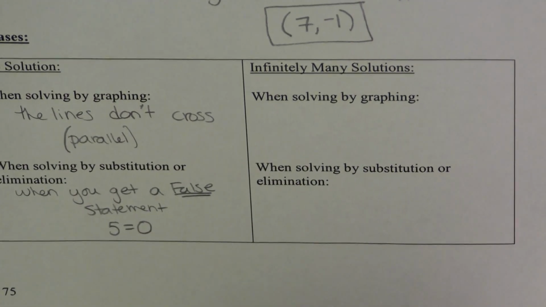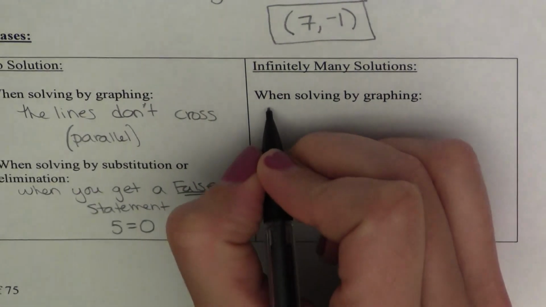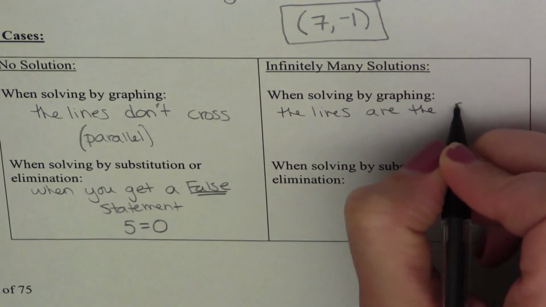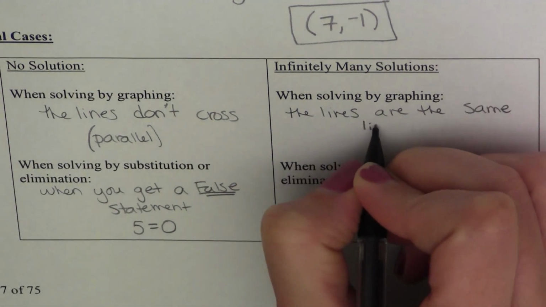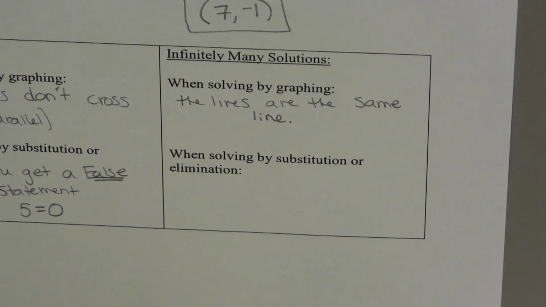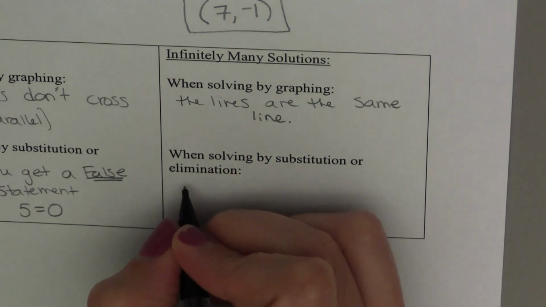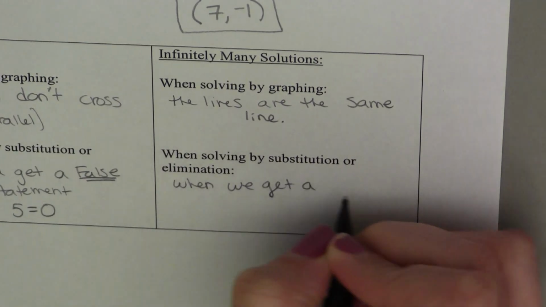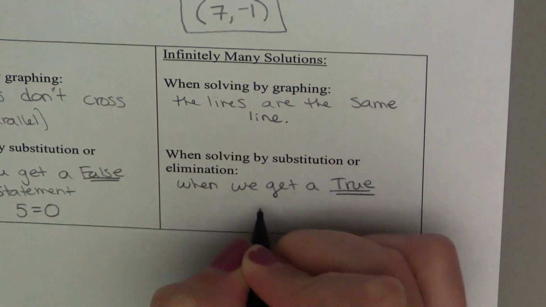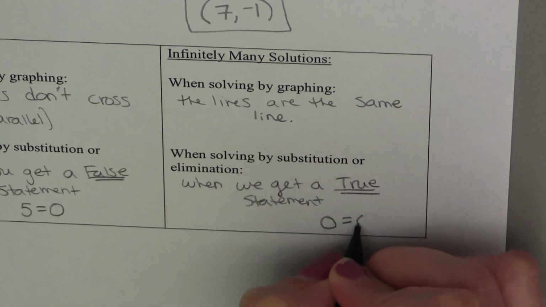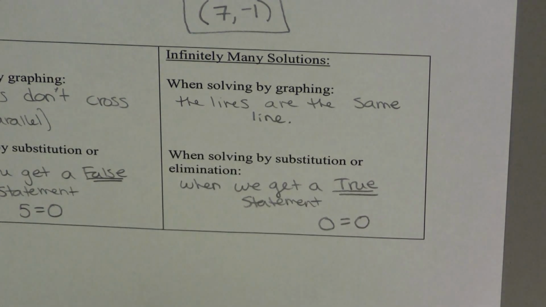Our second special case would be when we get infinitely many solutions. So when we're solving by graphing, we'd encounter infinitely many solutions when the lines are the same line. And when we're solving algebraically by substitution or elimination, we'll encounter infinitely many solutions when we get a true statement. So when we get something like 0 equals 0, all our variables canceled and we're left with something true. 0 does equal 0.